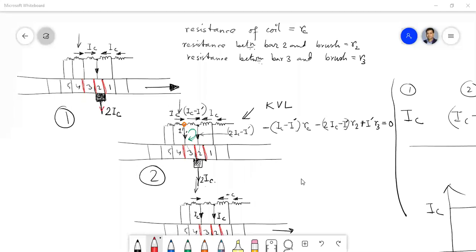Okay, so this is the KVL equation. You just check whether I am writing this KVL equation correctly or not. For this particular loop, which is going under commutation, I have written the KVL equation. For position number 2, I have written the KVL equation for the coil which is going under commutation.